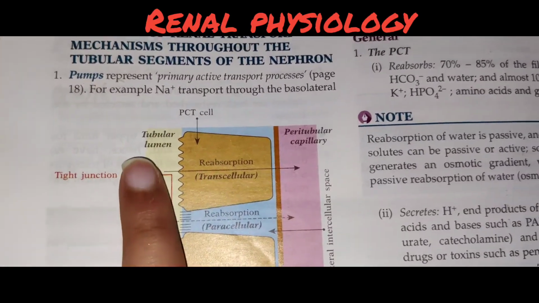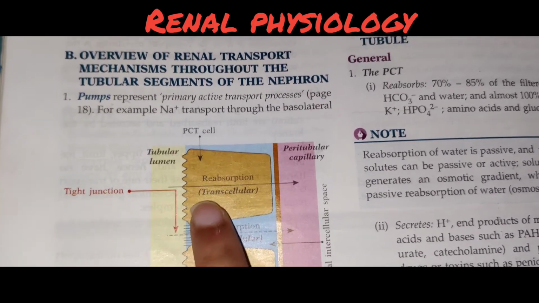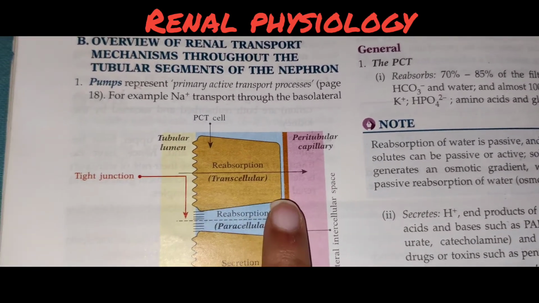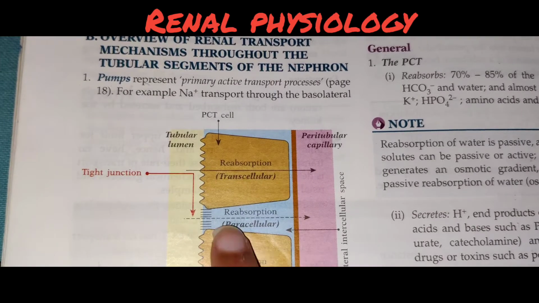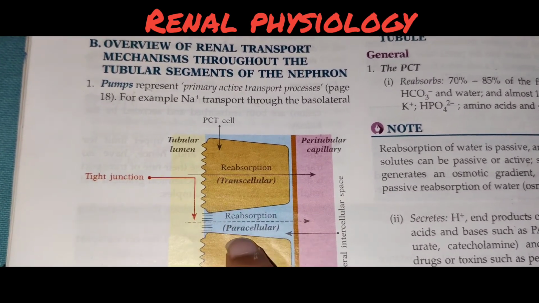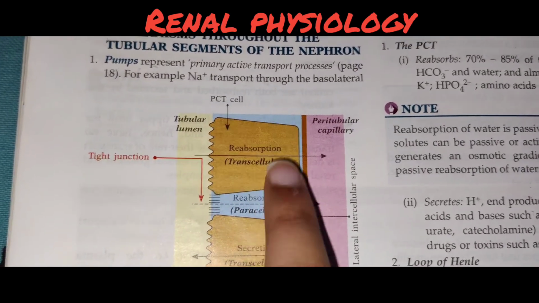This is the lumen. The surface in contact with the lumen is called the luminal membrane, and these surfaces are called basolateral surfaces. Okay, and they are connected with tight junctions. So if the reabsorption occurs between the cells, it is called paracellular transport. If it occurs within the cell, it is called transcellular transport.